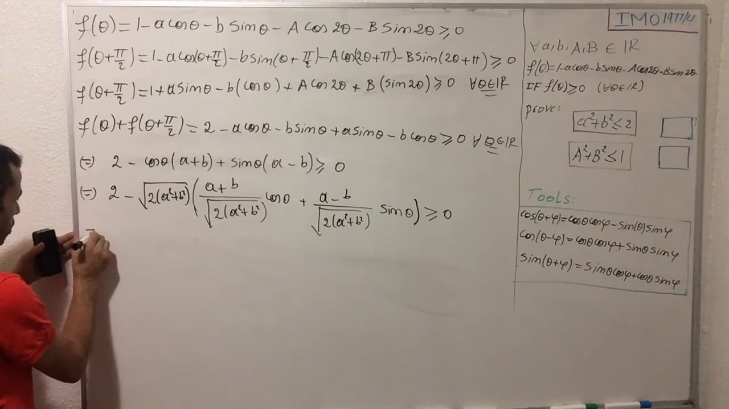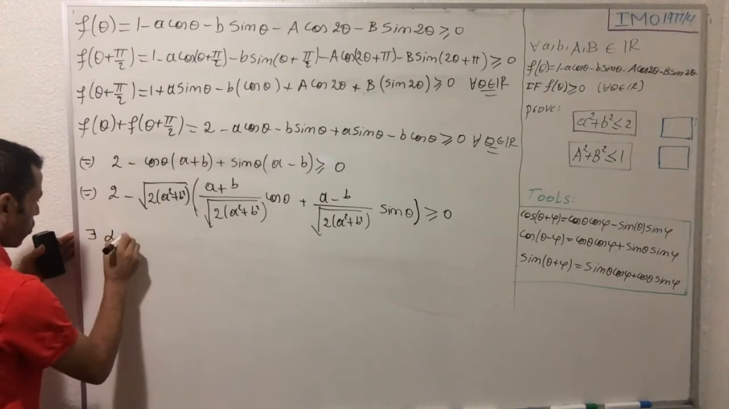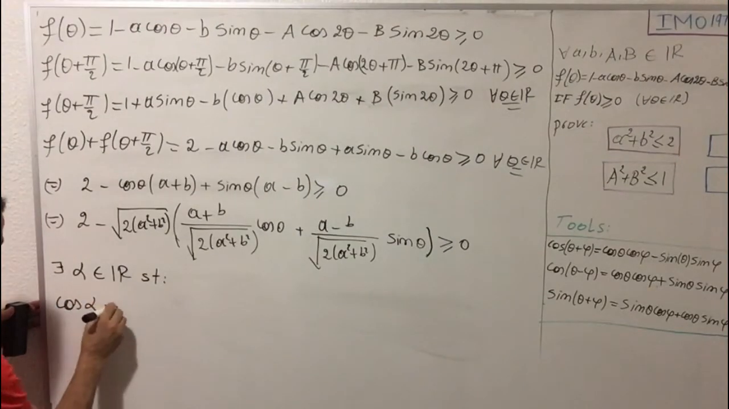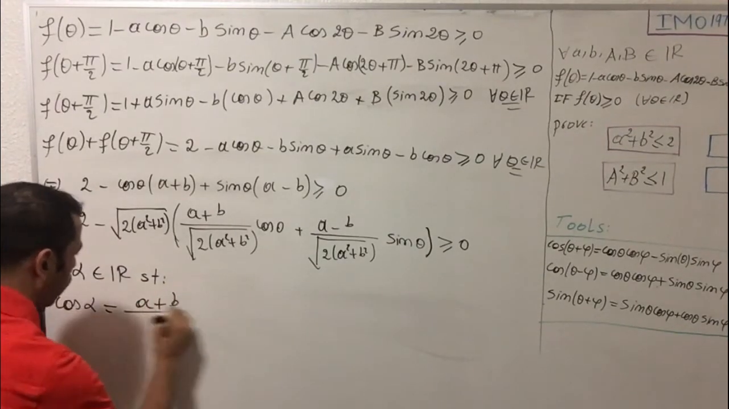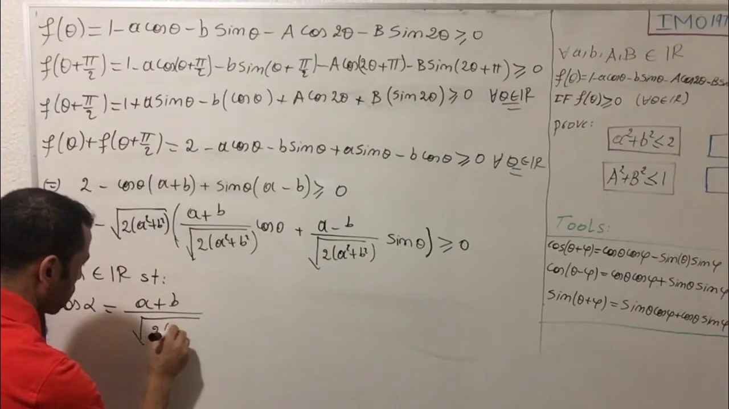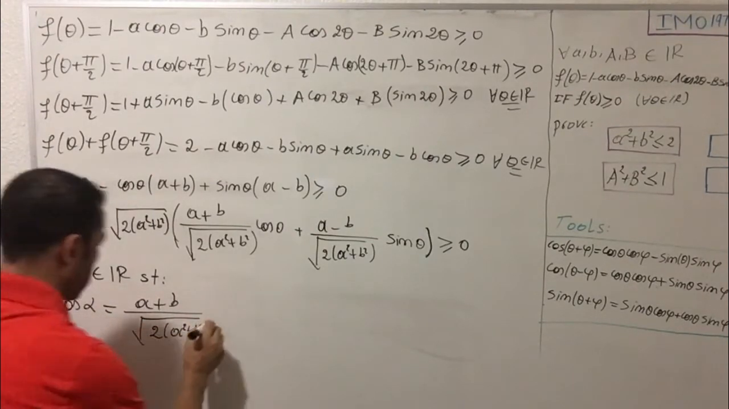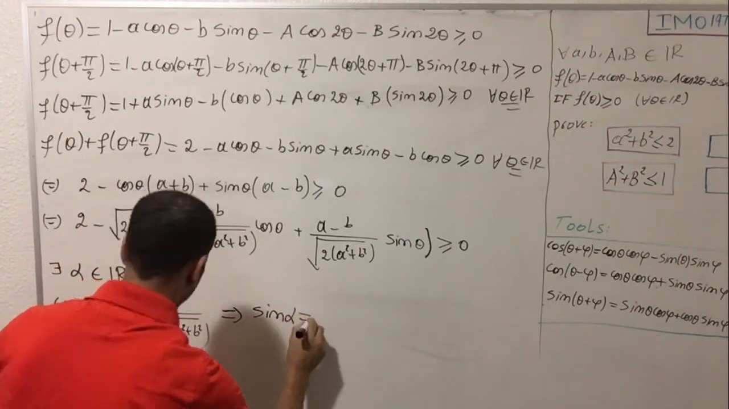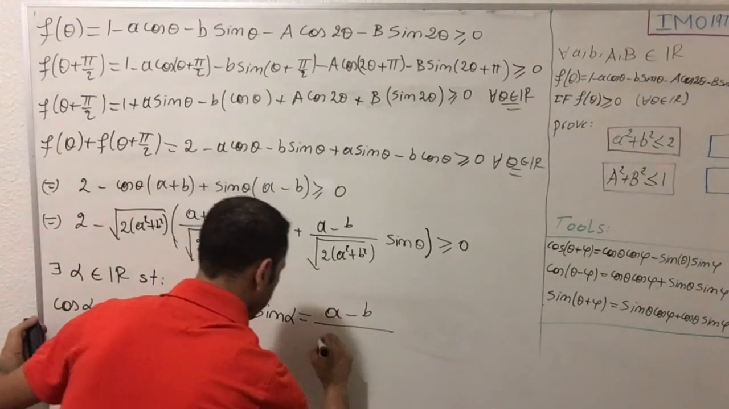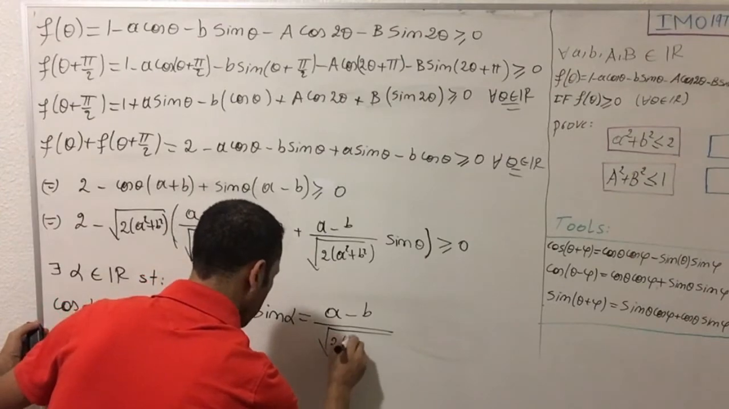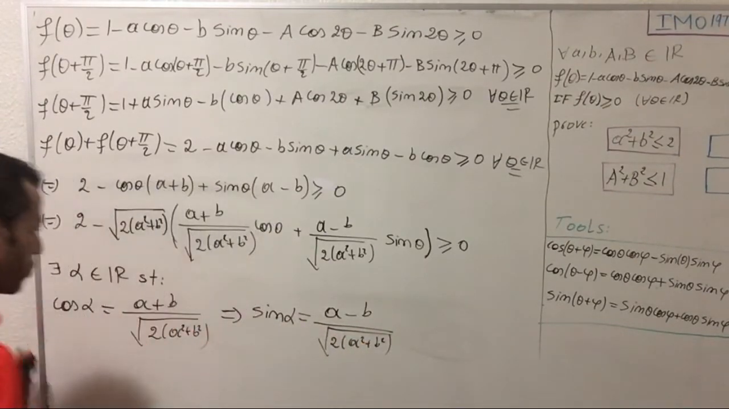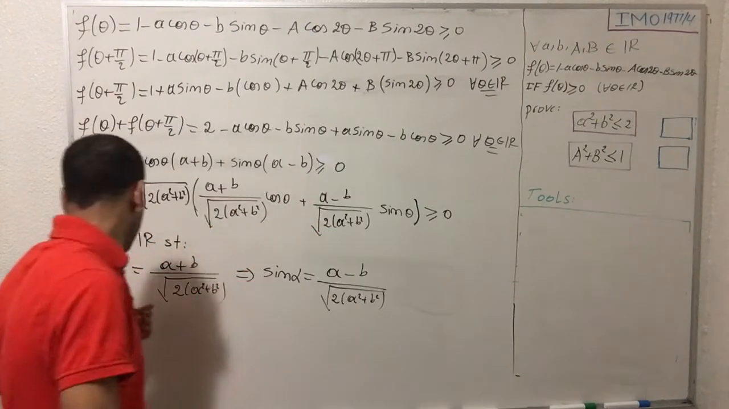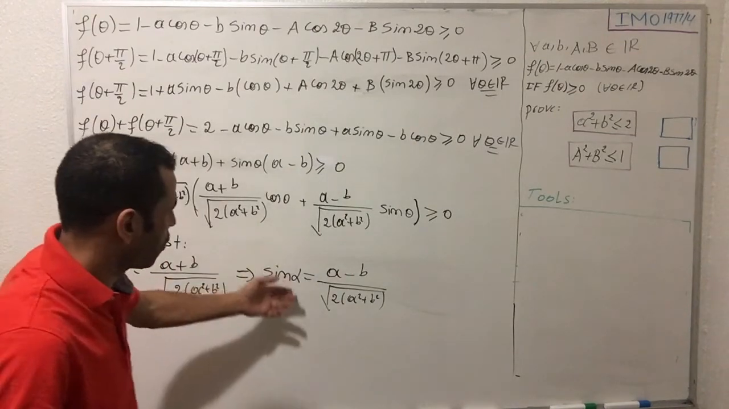So now there is some alpha, as I remember, such that cosine alpha equals a plus b over the square root of 2(a squared plus b squared), which implies sine alpha equals a minus b over the square root of 2 times (a squared plus b squared). Why is sine alpha equal to a minus b over the square root of 2(a squared plus b squared)? Because we know cosine squared alpha plus sine squared alpha equals 1.